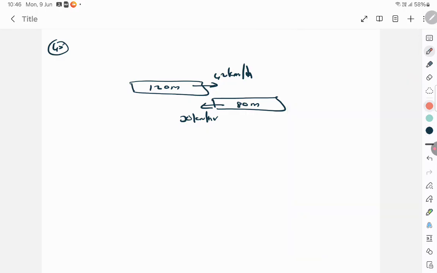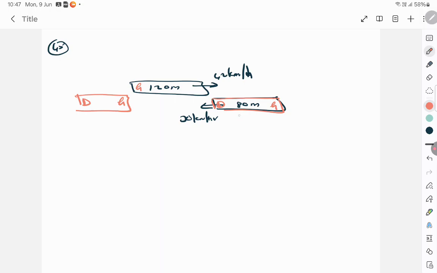So for this train, I'll just mark it in red color, to come here. The driver sits here and the guard sits here. For the driver to come here and the guard to be here, or in other words, for the guard of the second train to cross the guard of the first train.